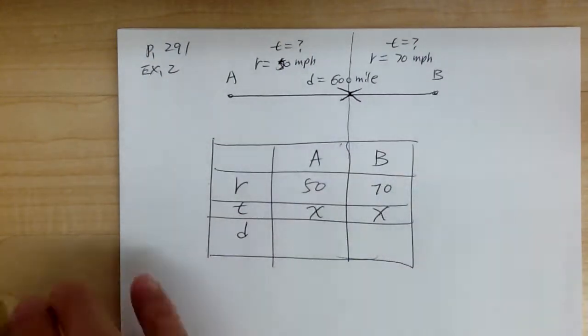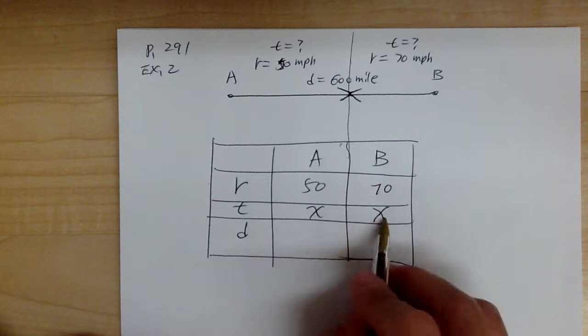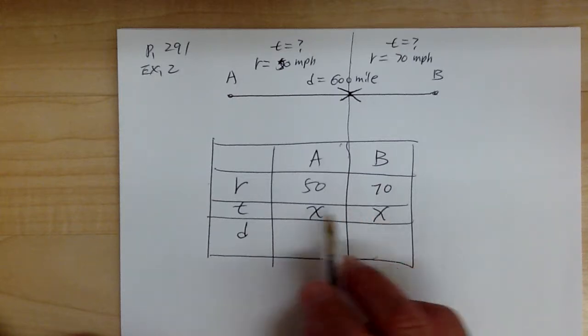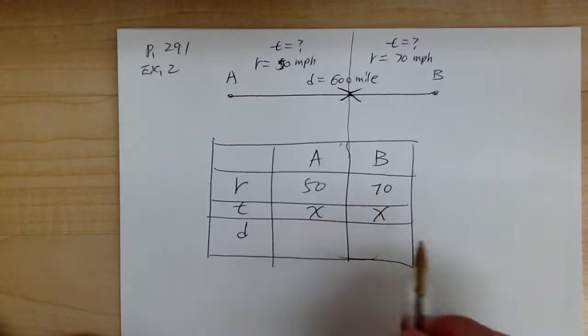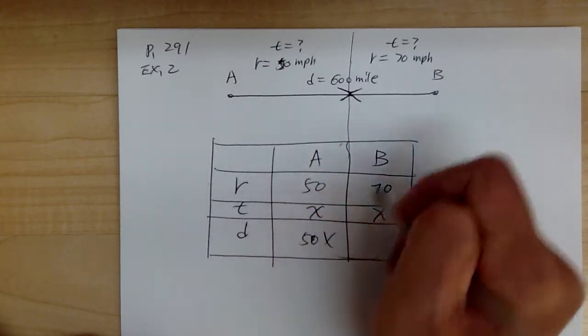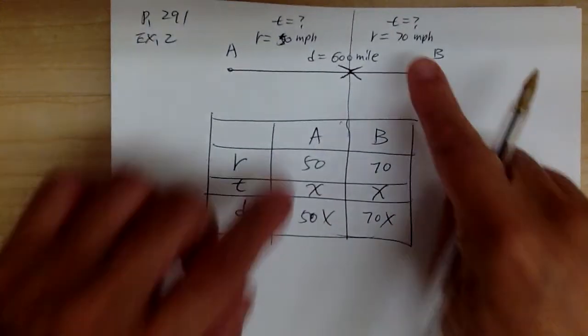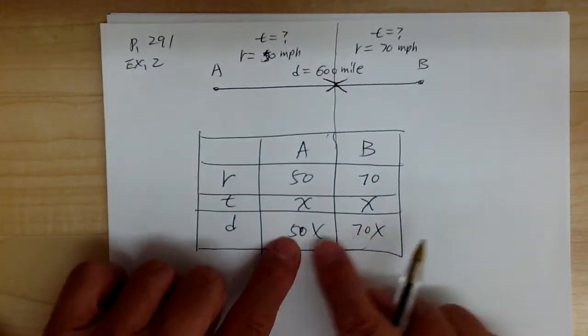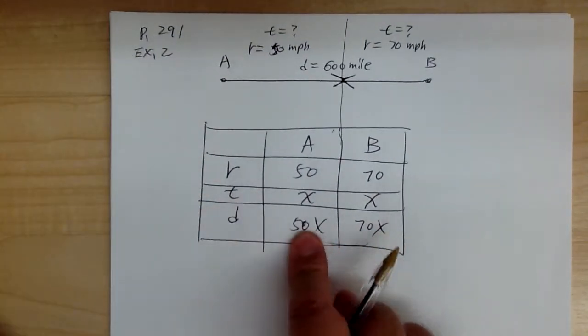Again, you have to read the story to figure out if they are the same or different. If they're the same, use the same letter. If they're different, use different letters. So you can multiply. It's 50x, multiply 70x. So you have to look at the picture. What is the relationship between the distance? So this distance is this here.